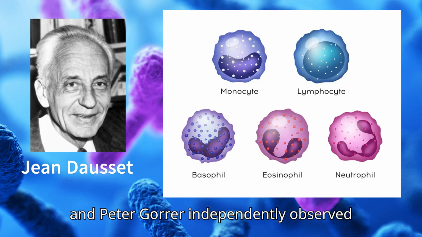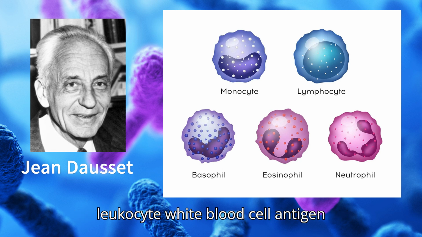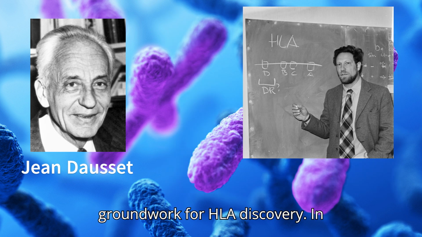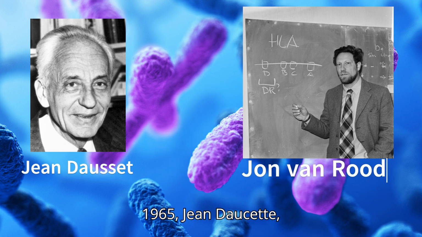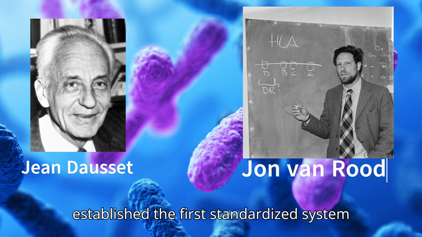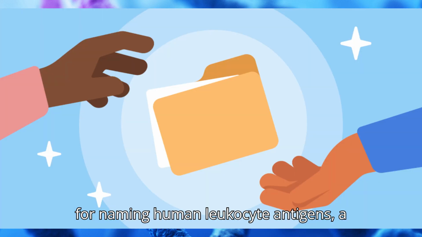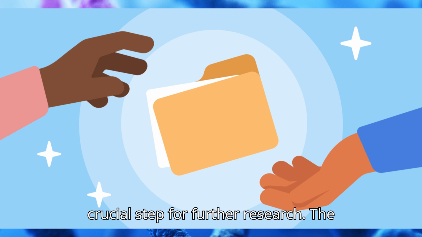John Dosset and Peter Gorer independently observed leukocyte white blood cell antigen variations in mice and humans, laying the groundwork for HLA discovery. In 1965, Jean Dosset, along with Jean van Rood, established the first standardized system for naming human leukocyte antigens, a crucial step for further research.